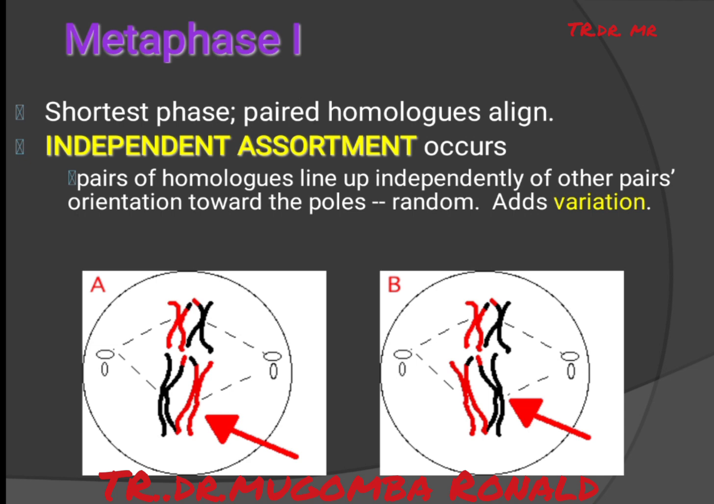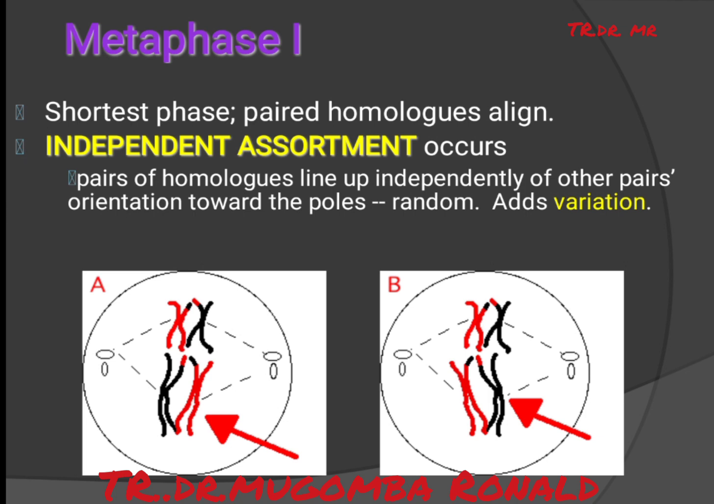So we usually see pairs of homologous chromosomes lining up independently of other pairs, orienting themselves towards the poles. And it is random. Being random, that makes it a source of variations, as we shall note. So we have already noted that crossing over is one of the sources of variations. The second source of variation exists in independent assortment.